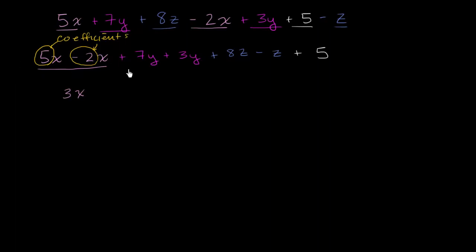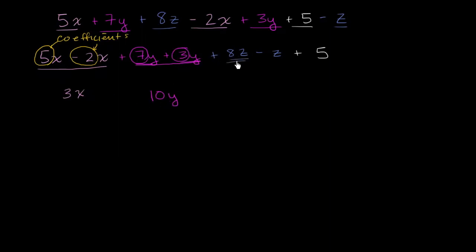Now let's think about the y's. If I have 7 of something and I were to add 3 more of that something, well, then I'm going to have 10 of that something. So this part right over here is going to simplify to 10y. Once again, you could say the coefficient on 7y is 7. The coefficient on 3y is 3. We added the coefficients, 7 plus 3, to get 10y. But I really want to emphasize the intuition here. It's much more if you got 7 of something, you add another 3 of that something, you got 10 of that something. Now let's look at the z's.